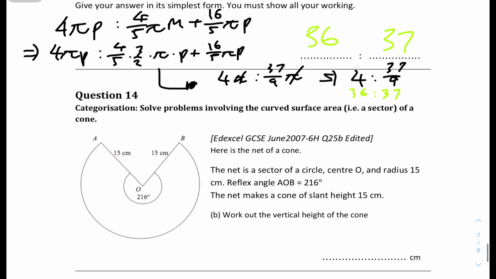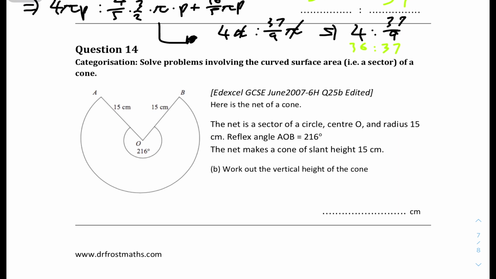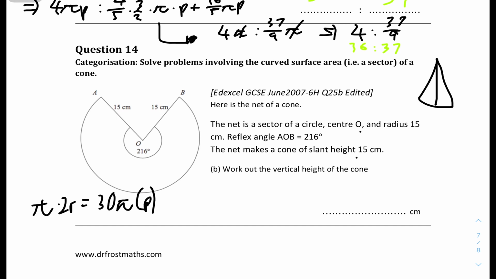So now we have question 14, the last question. We have the net of a cone, and the net is a sector of a circle, center O. Find the vertical height of the cone. So this will be a cone, and you try to find this height right here. First we have to find the circumference of the whole circle, which is 2 pi r. The r is 15, so it'll be 30 pi for the perimeter.